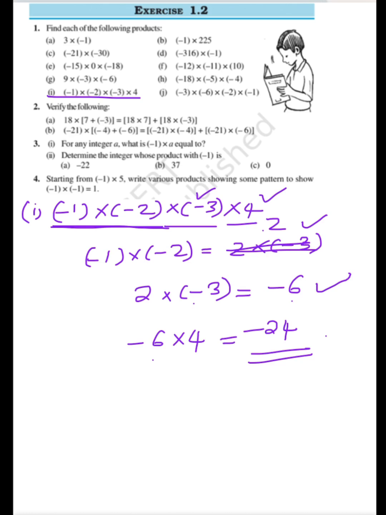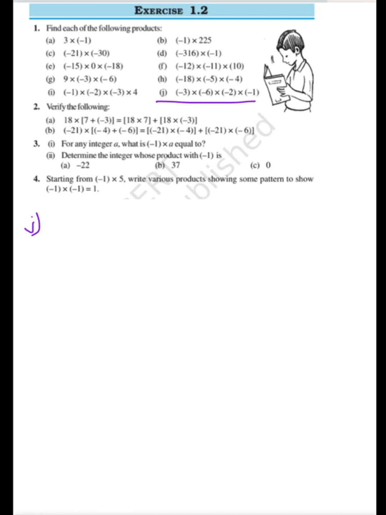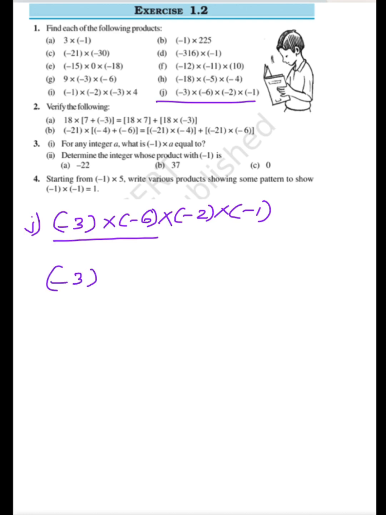Now let's see J. J is equal to minus 3 into minus 6 into minus 2 into minus 1. Now let's multiply one by one. What is minus 3 into minus 6? That's equal to 3 into 6 is 18, and minus into minus means plus. So 18 will be the answer. You can multiply in any way or any order. There is no problem since multiplication is commutative for integers.